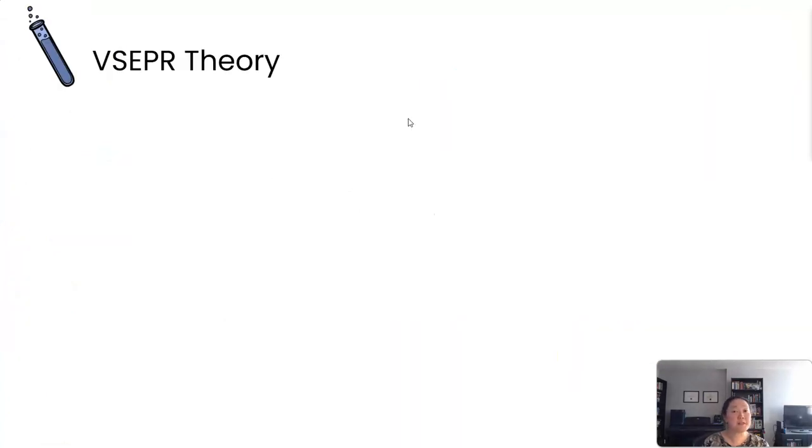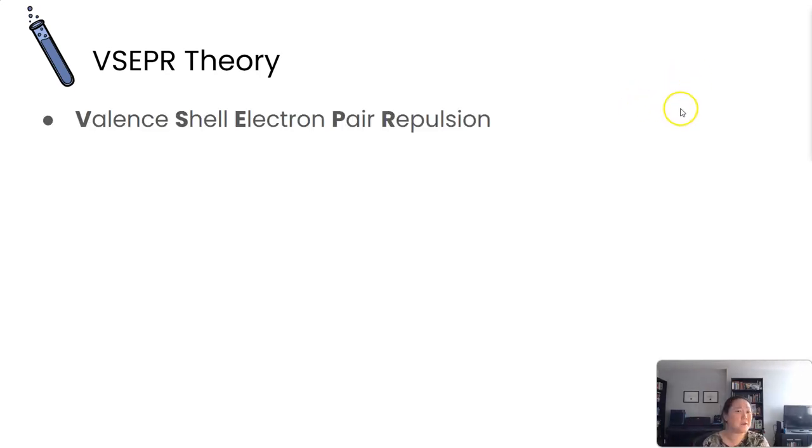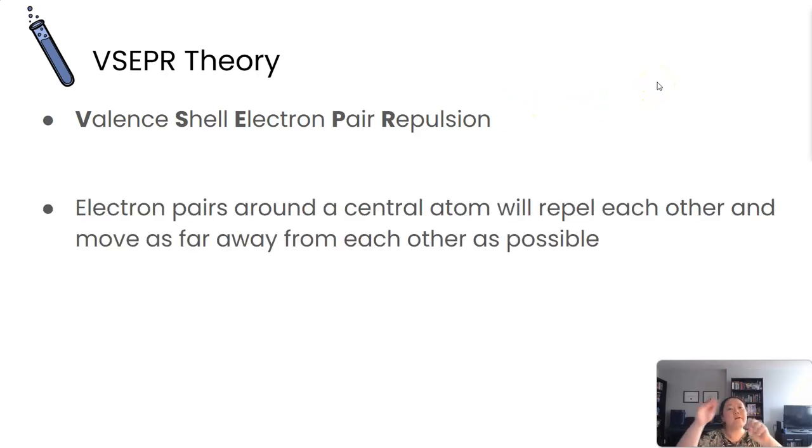The VSEPR in VSEPR theory is an acronym, which is why it looks like it's spelled so funny and it doesn't really look like a word. VSEPR stands for valence shell electron pair repulsion. It's when you're looking at a molecule and at a particular atom and what's surrounding it, and you see that all of the electron pairs around this central atom are going to repel each other and move as far away from each other as possible.